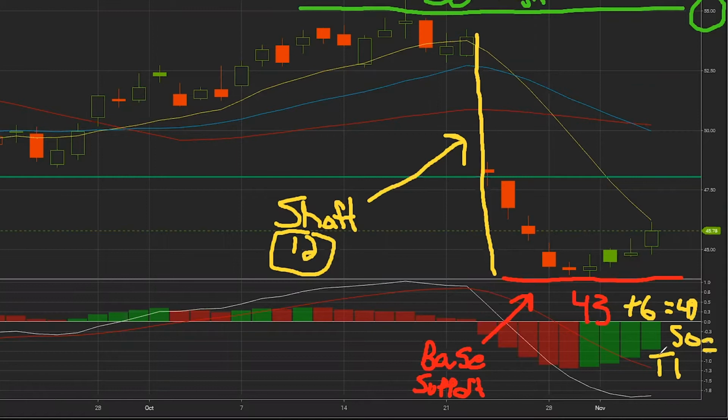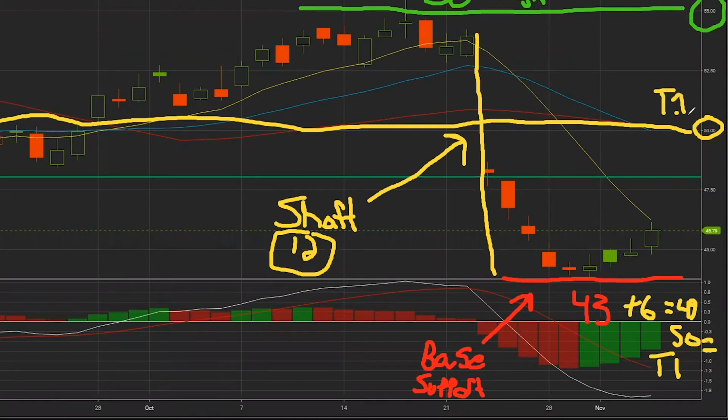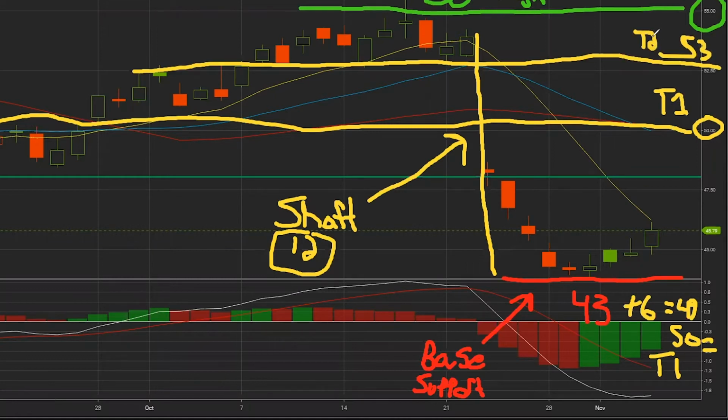Okay. So that equals T1. When you're looking at this chart here, I want you to immediately go up to that 50 and draw a line across it at $50 a share. Okay. So now if you're entering into this trade, you've got your target 1. What's your target 2? Well, T2 is at about $53. Okay. So T1 at 50, T2 at 53.